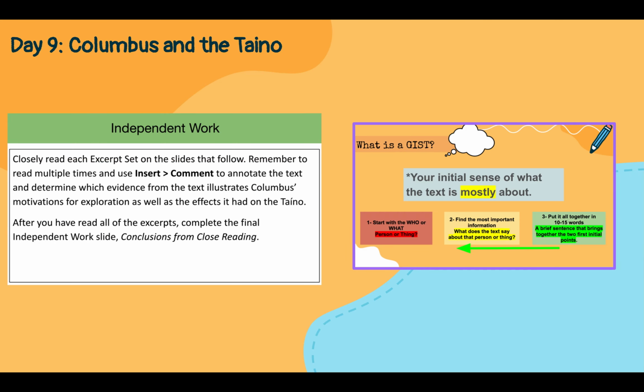So here, Day 9, titled Columbus and the Taino, you are tasked with closely reading an excerpt set, and then after reading those excerpts, you have to answer some questions based on conclusions from that reading. The GIST strategy is a reading strategy that's going to help you a lot in finding out what this text is about before you draw any conclusions about the text.